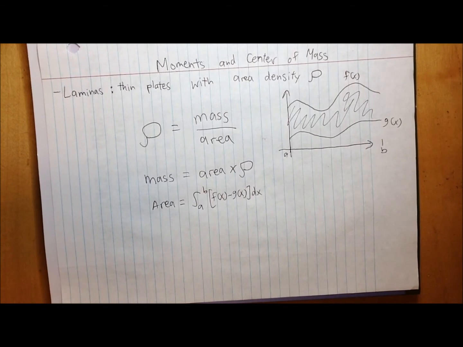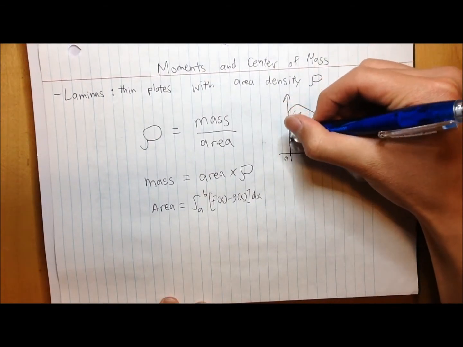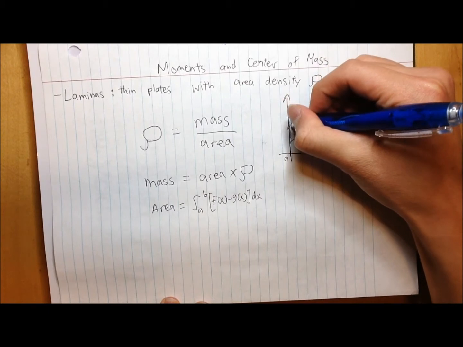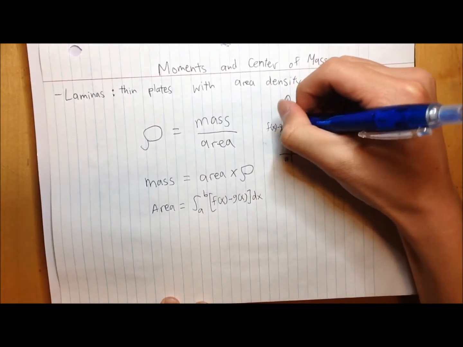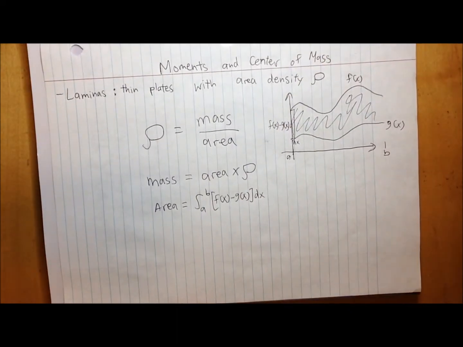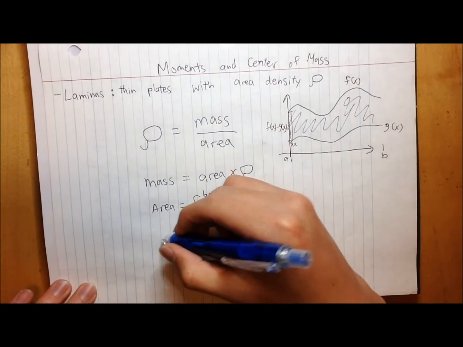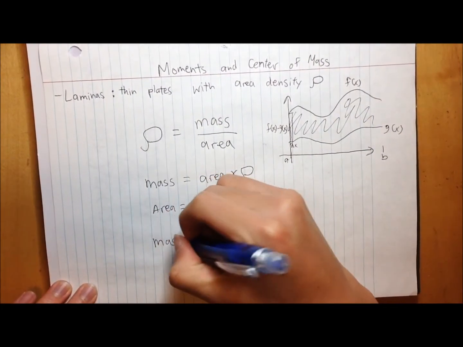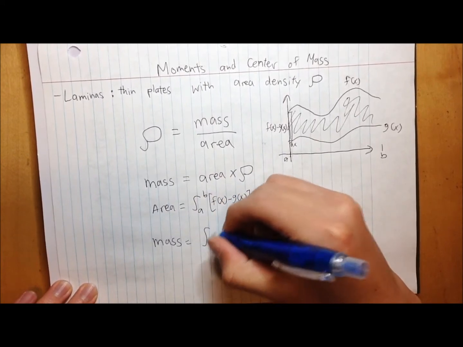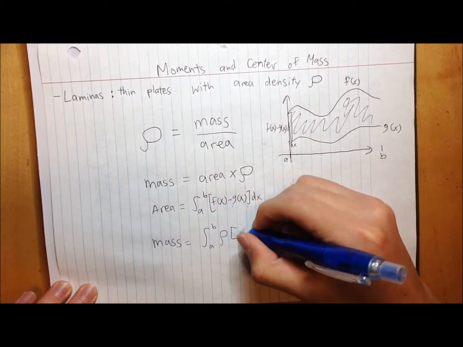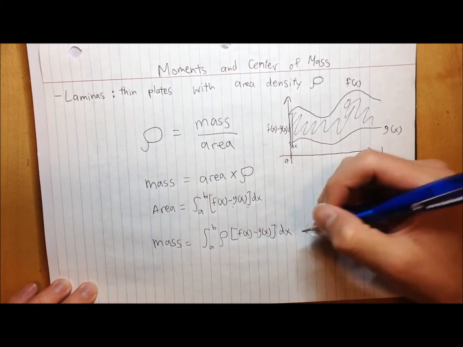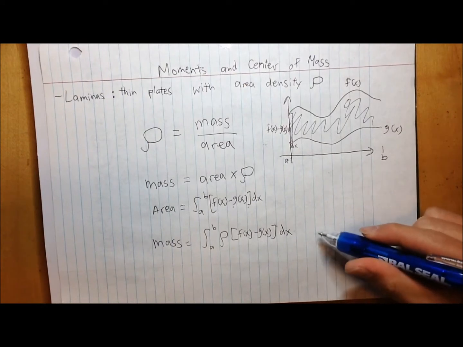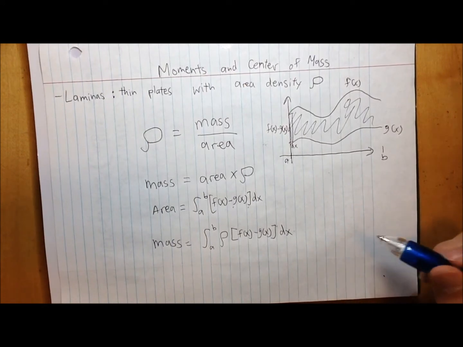This is because when we do f of x minus g of x, we get a height here. And then when we multiply that by dx, we get an area. So we get dx times f of x minus g of x. After we find the area, we just multiply that by rho to get mass. So this is the formula for how to get the mass of a lamina.